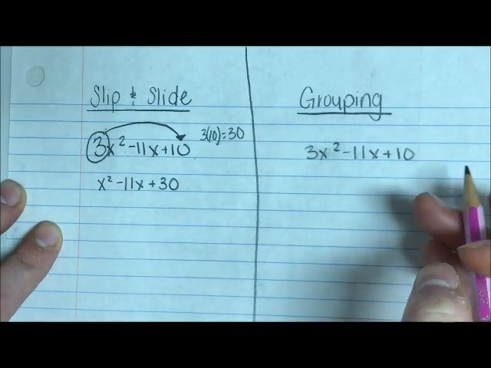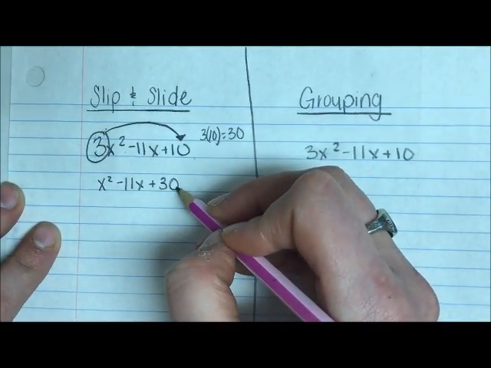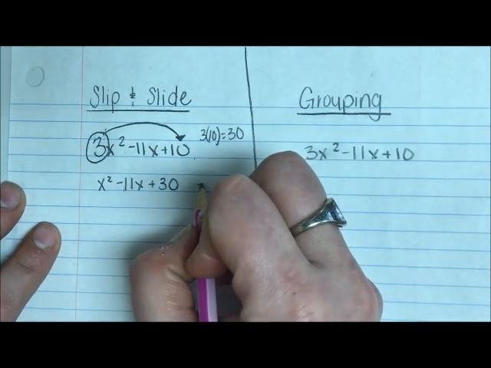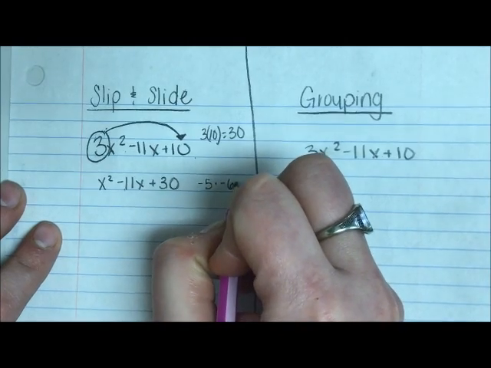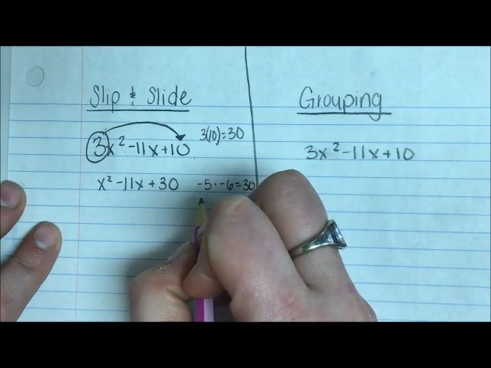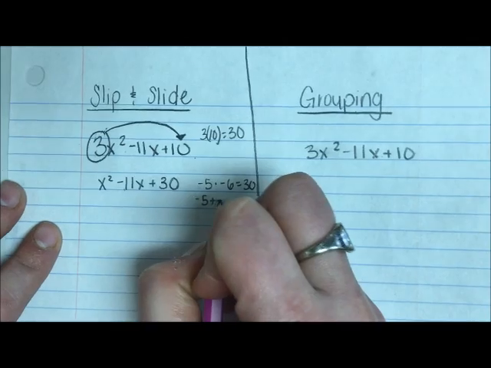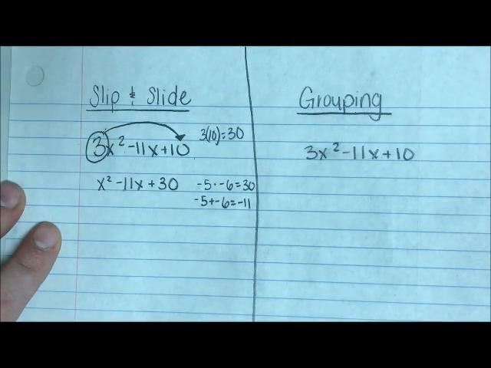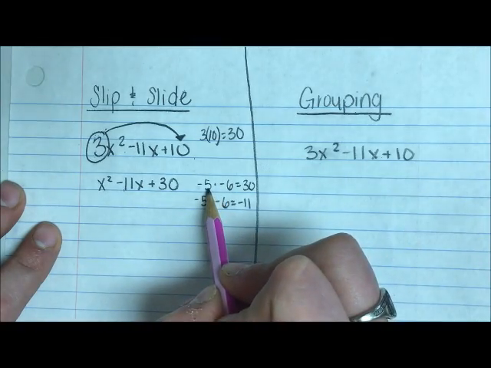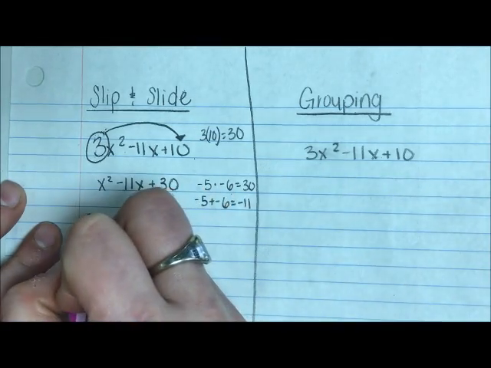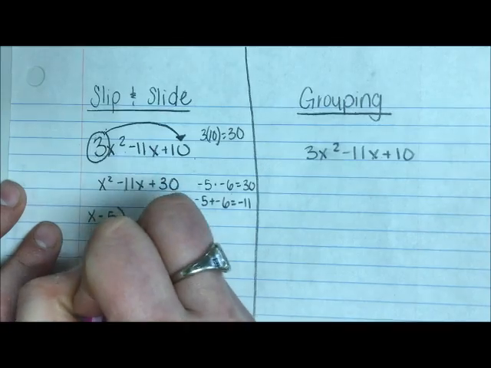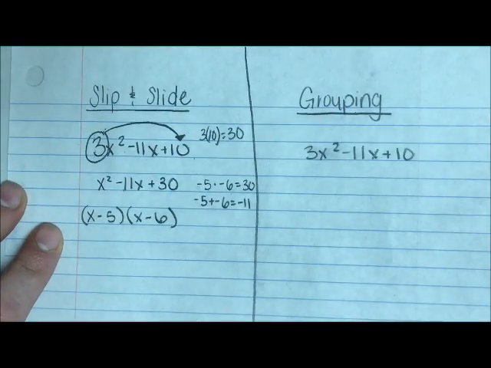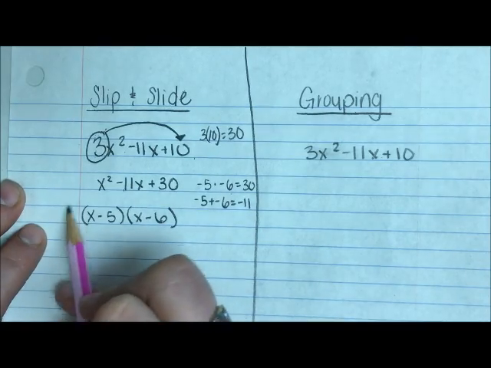Now I can factor like normal with what multiplies to get 30 and what adds to get negative 11. Well, I know that negative 5 times negative 6 gives me 30, and I know that negative 5 plus negative 6 gives me my negative 11. So the two factors that I'm going to use are negative 5 and negative 6. So I have x minus 5 and x minus 6.